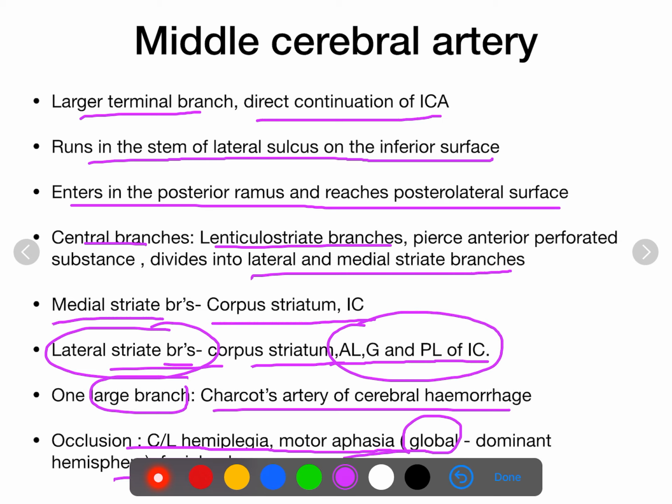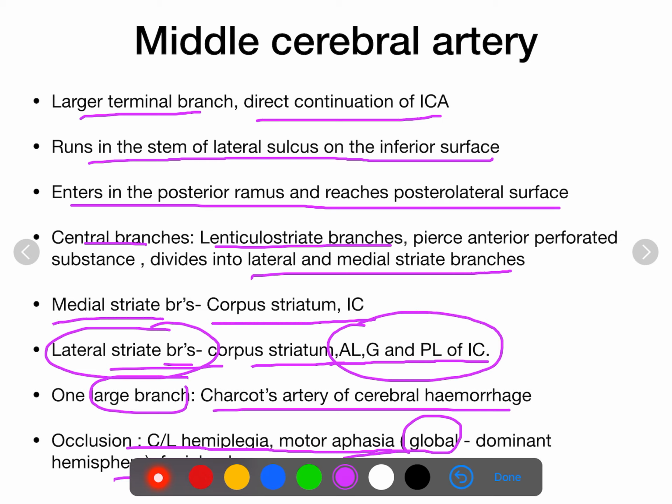The central branches are called lenticulostriate branches. After piercing the anterior perforated substance, they divide into lateral and medial striate branches. The medial striate branch supplies the corpus striatum and internal capsule. Lateral striate branches are more important. They supply the corpus striatum as well as the anterior limb, genu and posterior limb of the internal capsule. One of the lateral striate branches is large, and that is called Charcot's artery of cerebral hemorrhage.